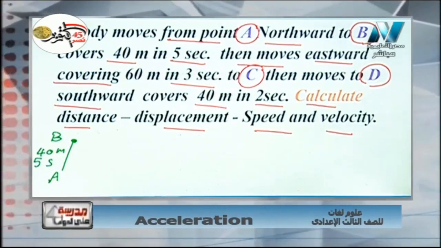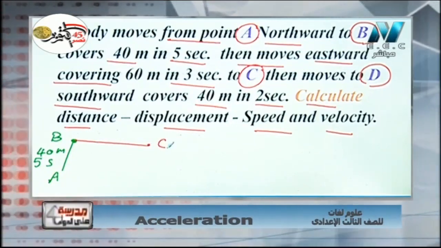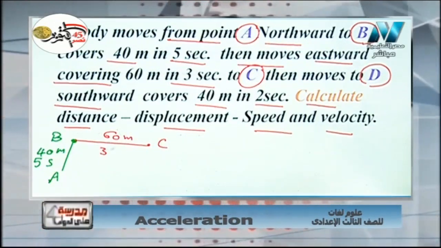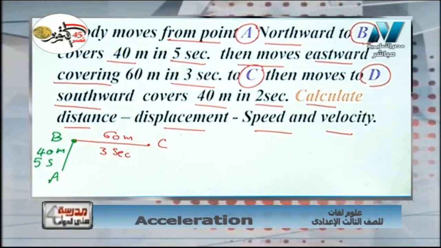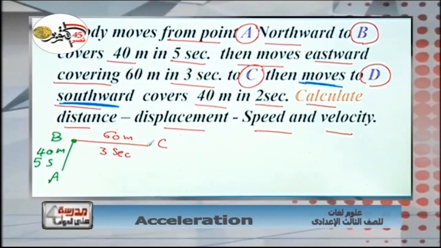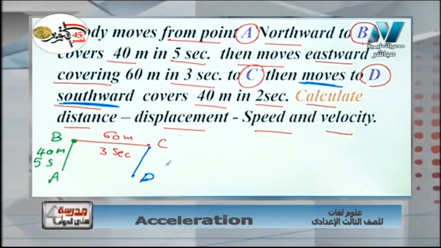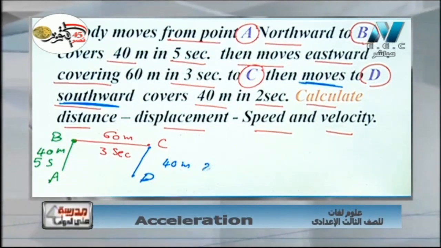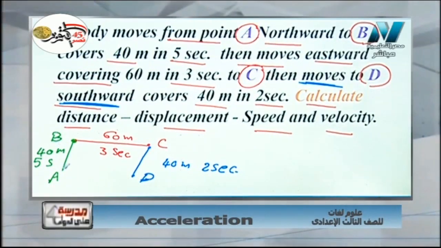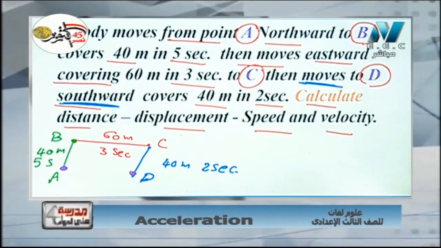Then it moves eastward to point C: 60 meters in 3 seconds. Then it moves to D, downward, southward: 40 meters in 2 seconds. Right? So we have a starting point A, and the ending point is D. So we want to calculate displacement.